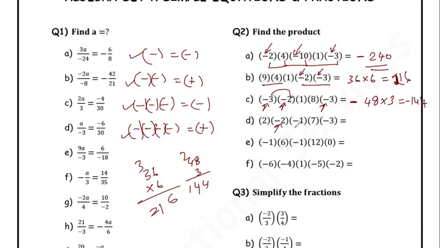Right, we have 1, 2, 3. 3 negatives is negative. 2 twos are 4. 4 sevens are 28. 28 times 3 is negative what? It is 84. So multiply it anyways. Double check. Yep, it's 84.